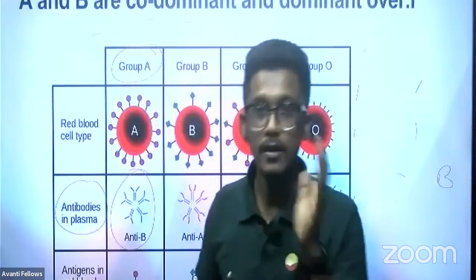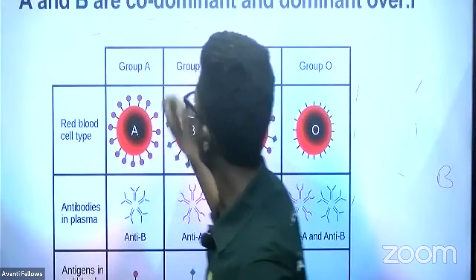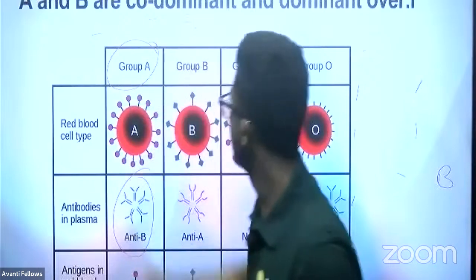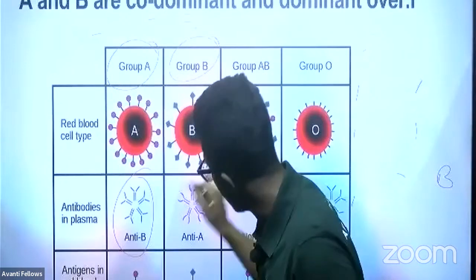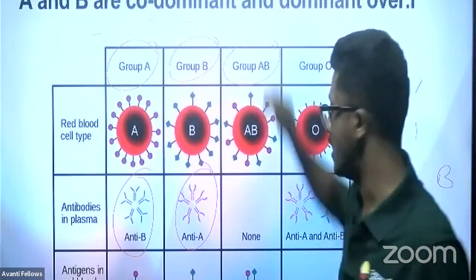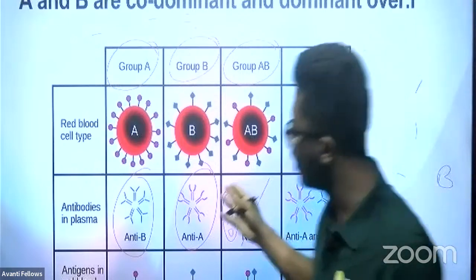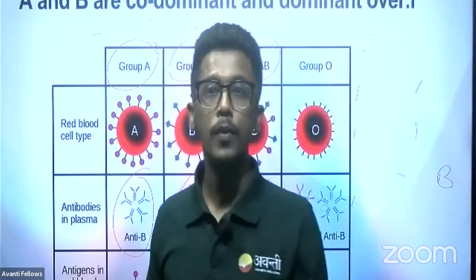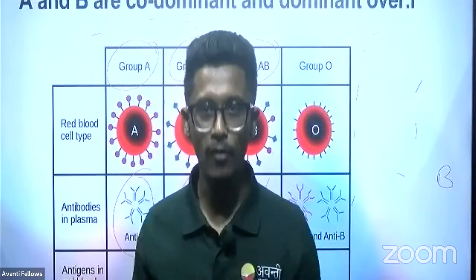Did you understand? So in simple terms, what will happen, guys? If a person's blood group is A, he will have B antibody, anti-B. If a person's blood group is B, he'll have anti-A. You get my point? If a person's blood group is AB, he will not have anything. Why? Because he has both types of antigens, so he can recognize both A type and B type blood. That is why his blood plasma will not have any type of antibodies.